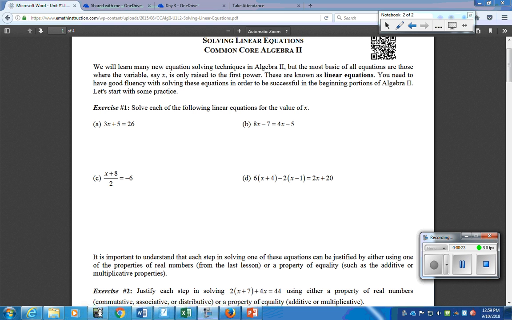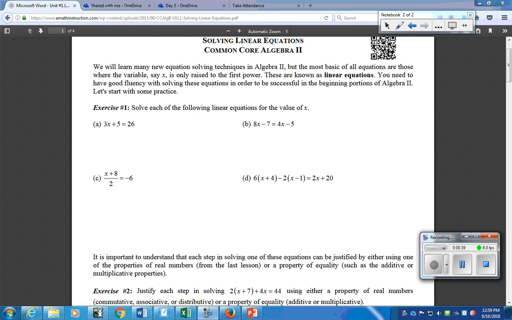Some are basic and some get a little more complicated. And then we're also going to talk about some special cases of equations. Some that don't have an answer and some that have answers for every number. So, kind of getting right into it.